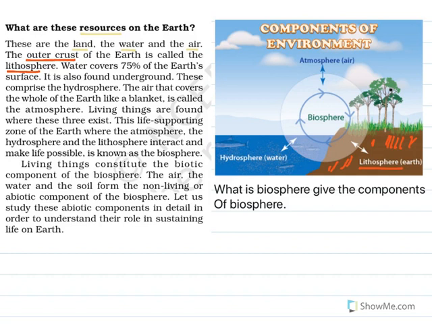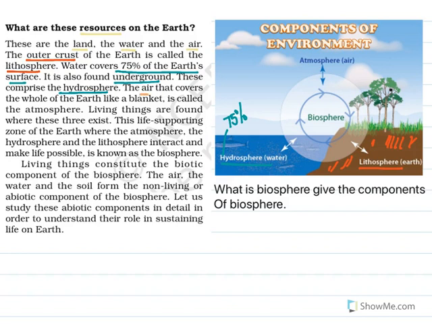Then we have water, which covers about 75% of the earth's crust. It is also found underground, and this comprises the hydrosphere. So here we have the hydrosphere, which occupies about 75% of the earth. About 3/4 of the earth is covered with water. We have the surface water and we have water also underground. So this consists of the hydrosphere.